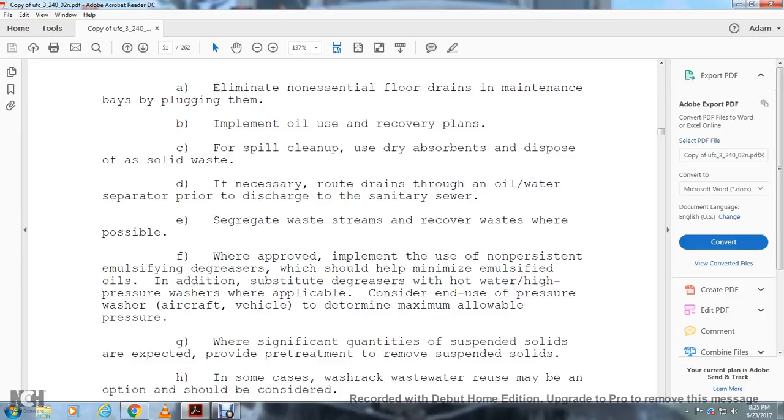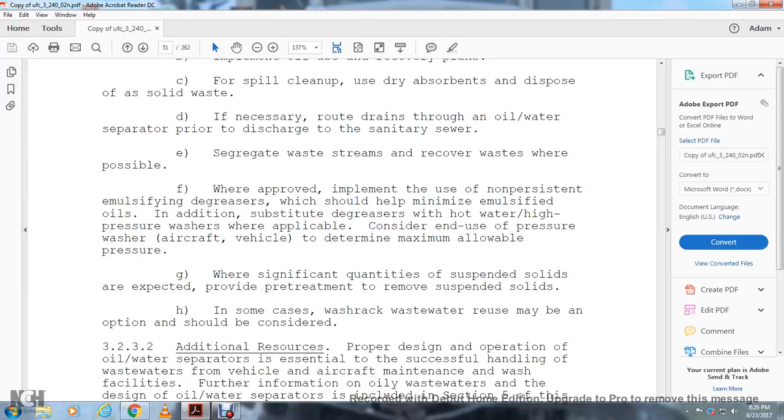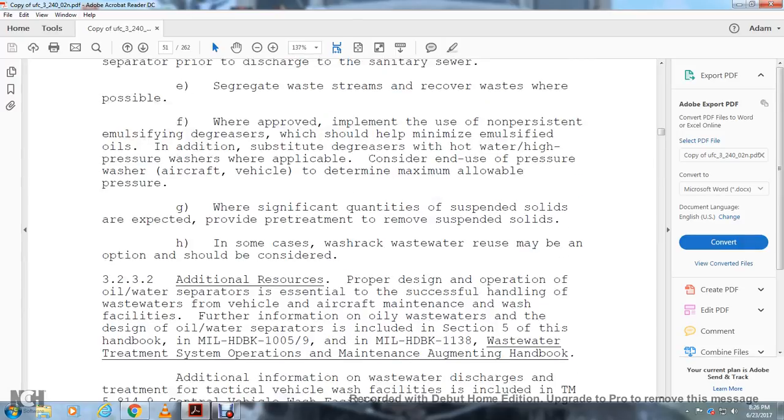Consider the use of the pressure washer on aircraft and vehicles to determine the maximum allowable pressure. Where a significant quantity of suspended solids is expected, provide treatment to remove the suspended solids. In some cases, wash rack wastewater reuse may be an option and should be considered.